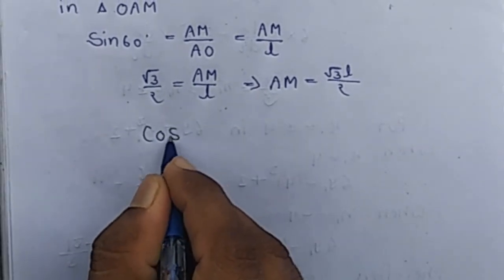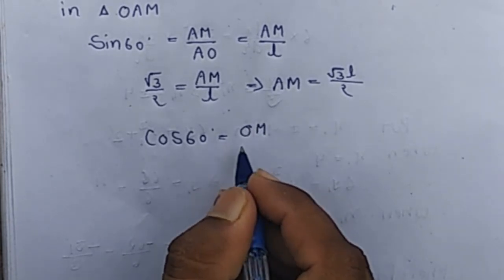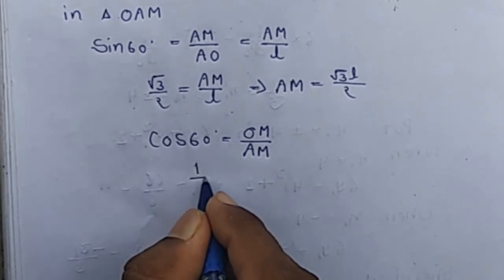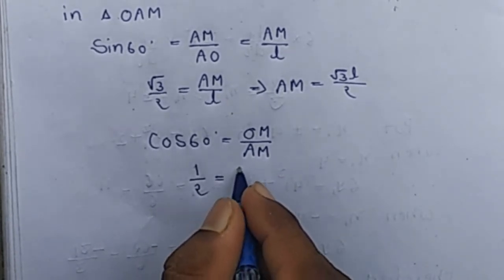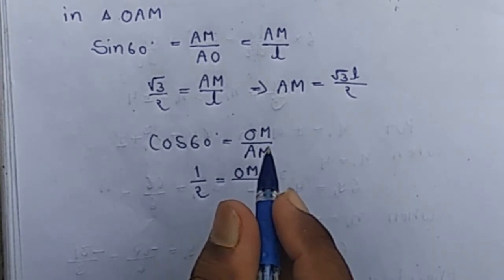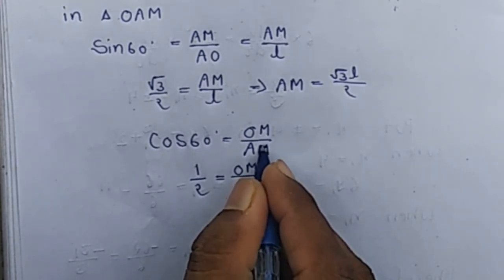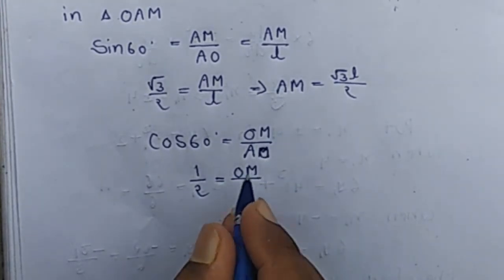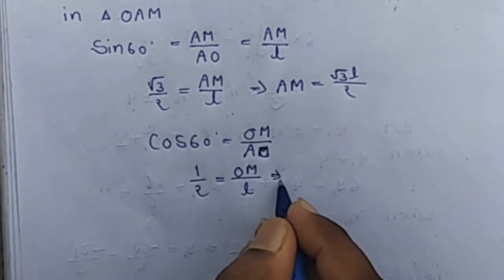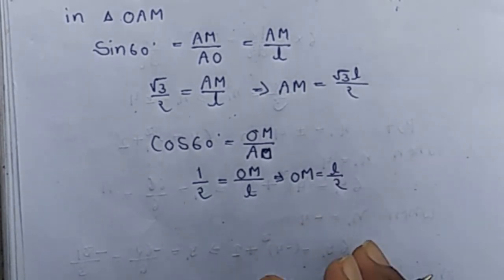Cos 60 equals OM by AO. The value of cos 60 is 1 by 2, and AO is L. Then OM equals L by 2.